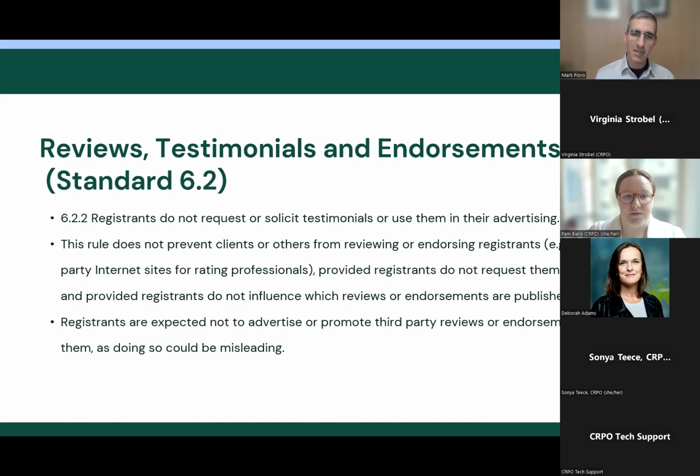Testimonials from clients, former clients, or other persons regarding a registrant's practice are not permitted in advertising. This was true even in the previous version of the standard. Testimonials are subjective and may be unreliable. They may also be misleading, as each client is unique and each situation is different. A technique that works well for one client may not work for another.